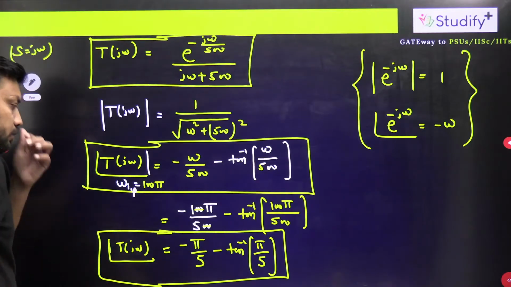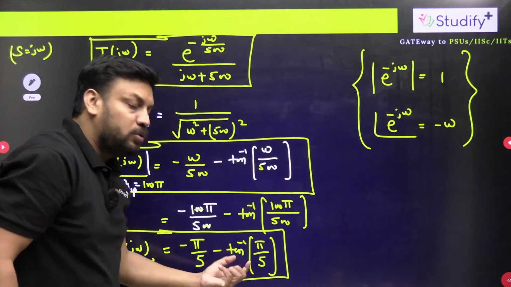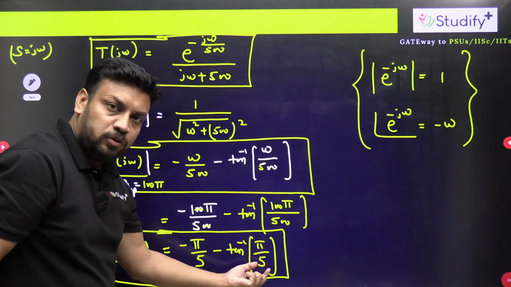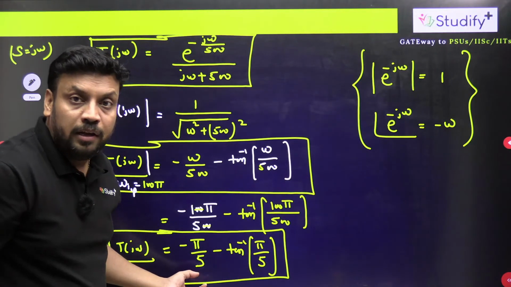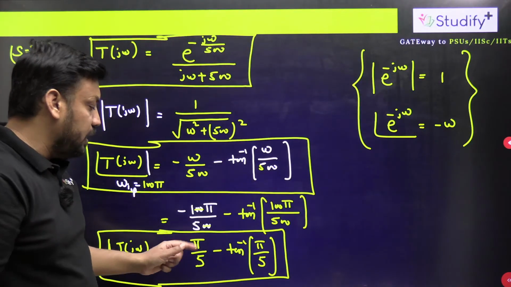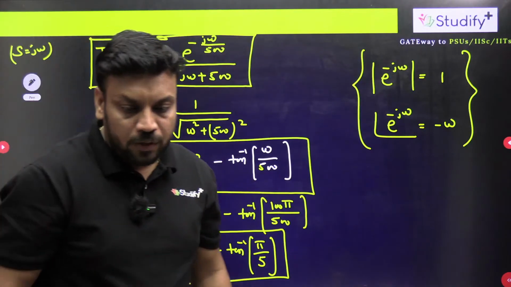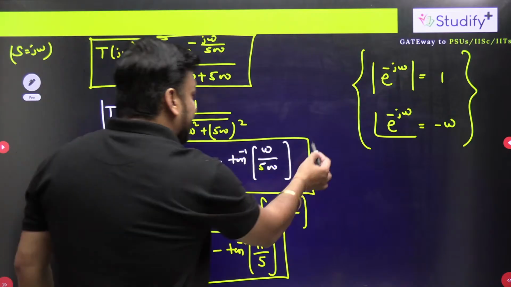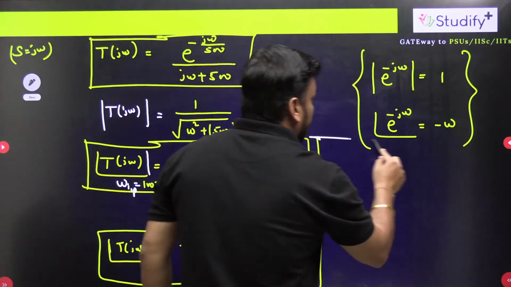Now, right now it is in radians. You can also convert it into degrees. To convert into degrees, you should multiply with 180 upon pi. Pi cancels, and 180 upon 5 you need to do. Just calculate this and tell me the exact value. I will write the value here.